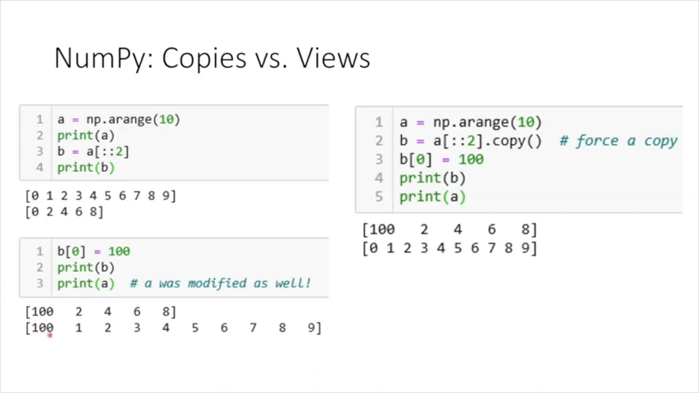If we didn't want this behavior, what we should do instead is copy it. So we're going to say A of ::2 dot copy, which will force B into a new memory location so that when we take the 0th index and set it equal to 100, it does not change the original array A. Okay, so this is just something to keep in mind.